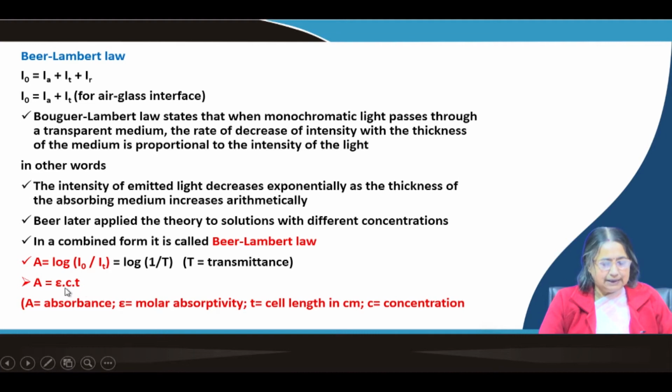So, what is C, what is T, and what is epsilon? T is the thickness, it is not time. Usually by T we mean time, but here it is thickness, and C is the concentration. This is coming from Beer, this is coming from Lambert, and epsilon is a constant. It is called molar absorptivity or absorptivity, depending on how you express the concentration. Previously the name was extinction coefficient, now it is called absorptivity.